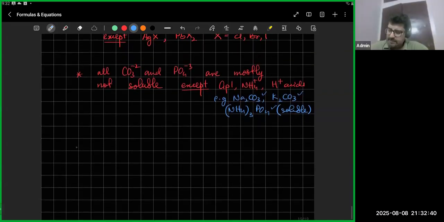We'll practice this. Then we've got, who is left? Oxides and hydroxides. So oxides, the ones that have O minus 2 ions in them, and hydroxides, which is OH minus 1. So oxides and hydroxides. These are also mostly insoluble.